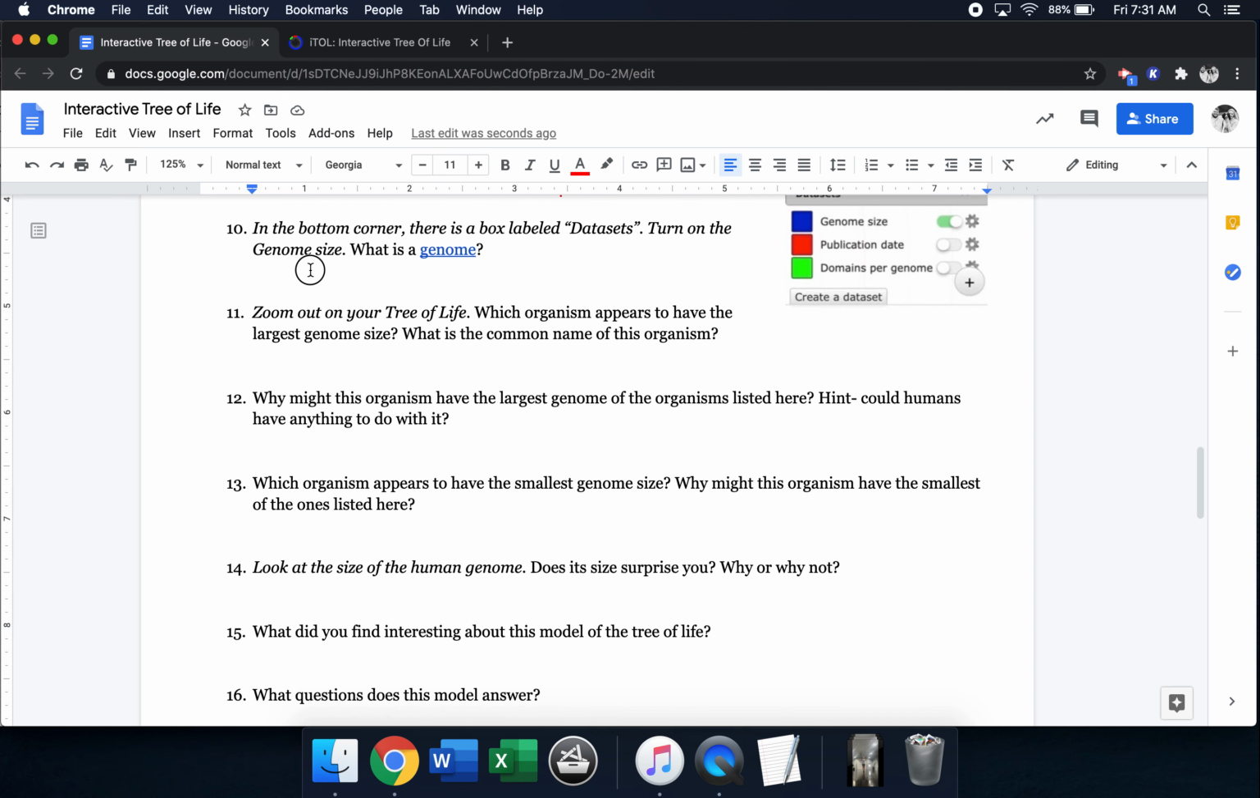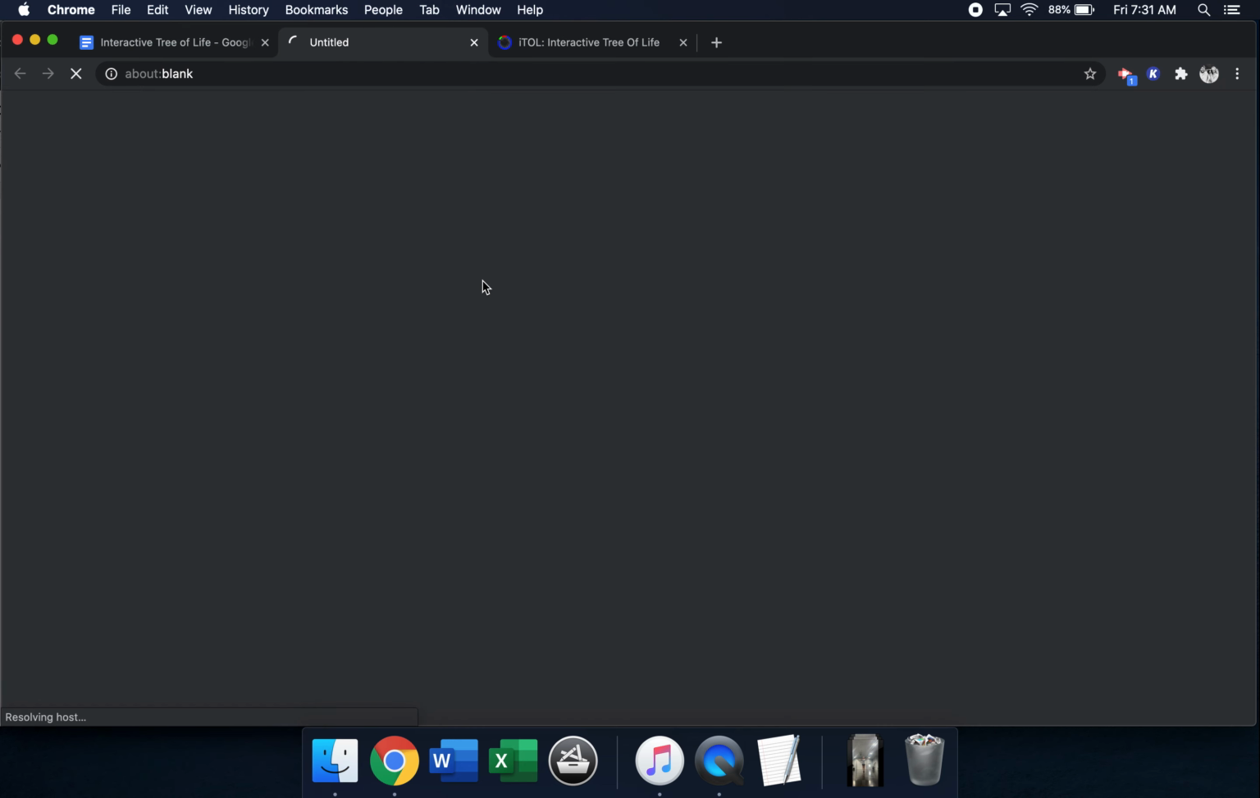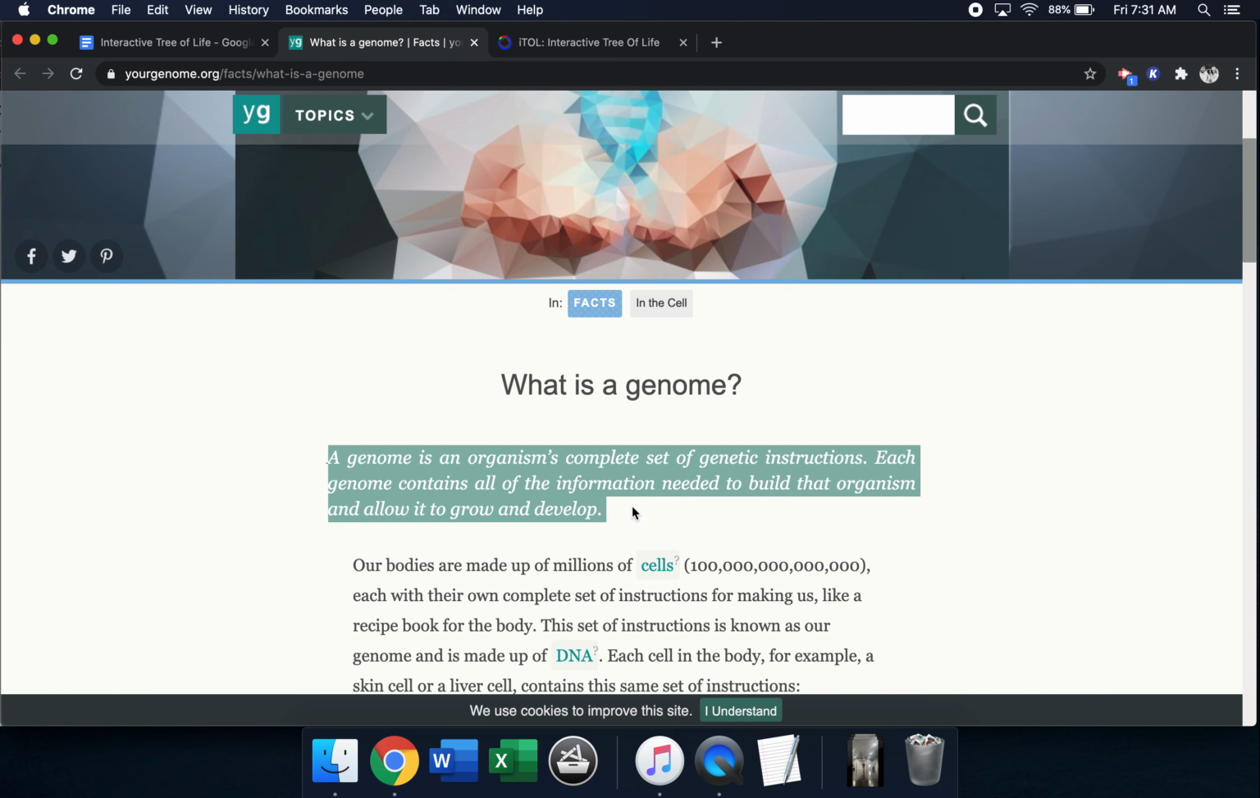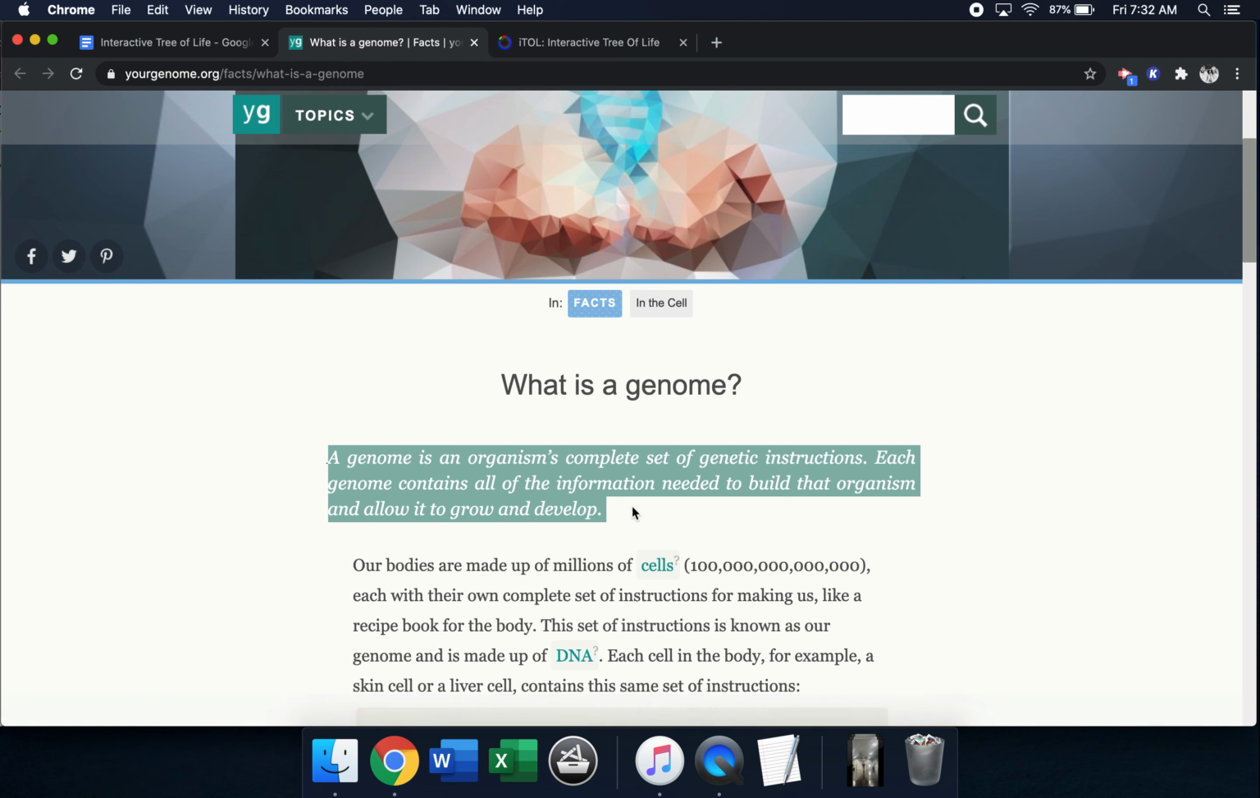All right, in the bottom corner, there's a box labeled data sets. It says to turn on the genome size, so I'll do that in a minute. And then it asks me what a genome is. So I'm going to follow this link. And it says a genome is an organism's complete set of genetic instructions. Each genome contains all the information needed to build that organism and to allow it to grow and develop. So it's all of its DNA, all of its genes, all of its traits to make one organism.